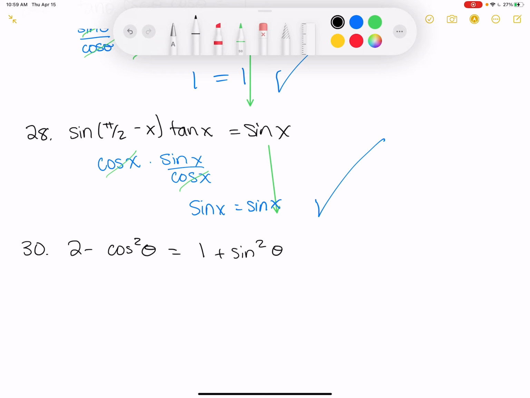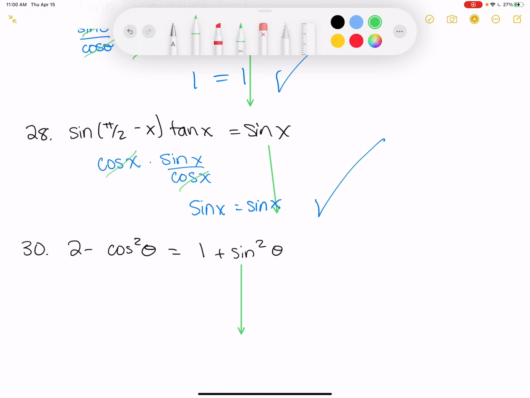I think we need to move the sine squared. Remember, this side just stays by itself. Don't touch it. The whole side stays. You gotta leave it.